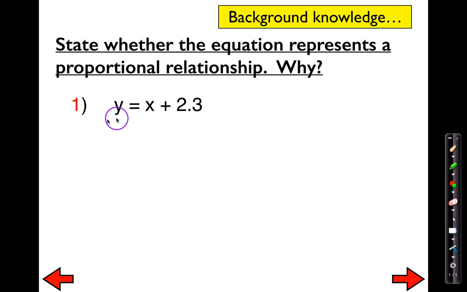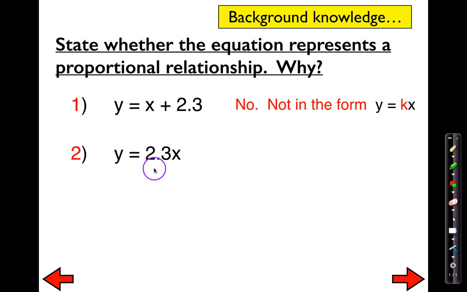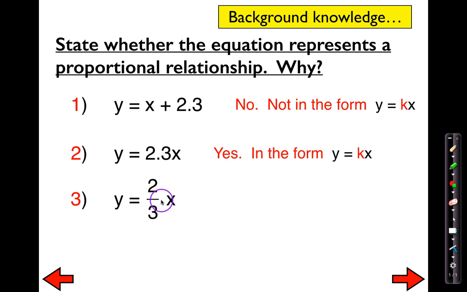So now taking a look at some examples. Here it says, state whether the equation represents a proportional relationship and why. So here I would say no, it's not a proportional relationship. Why? Because it's not in the form of y equals kx, because of this constant. Well, what about number 2? Is it a proportional relationship? I would say yeah. Why? Because it is in the form of y equals kx. How about y equals 2/3 x? Well, I would say it is. Why? Again, because it's in the form of y equals kx.